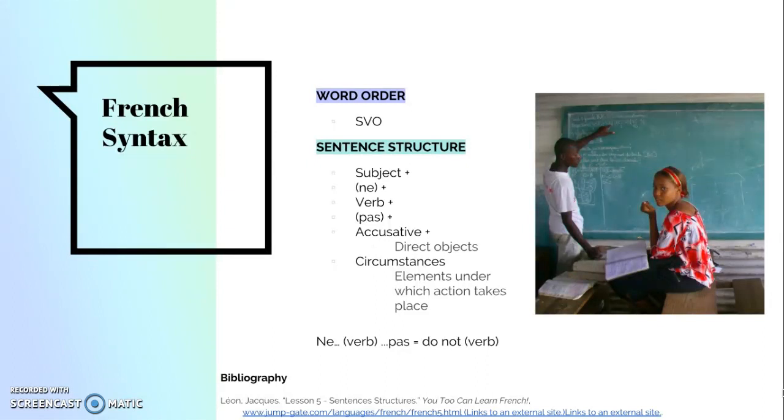French is a subject-verb-object word order. So the sentence structure is subject plus ne plus verb plus pas plus the accusative plus the circumstances. So ne pas goes around a verb and that negates it. So essentially the same as do not in English. Accusative, those are the direct objects of a sentence, and circumstances are the elements under which the action takes place.